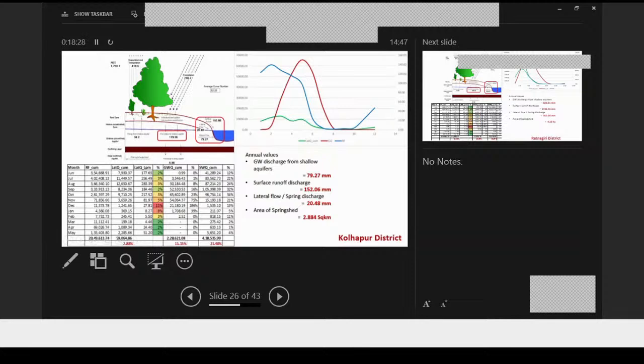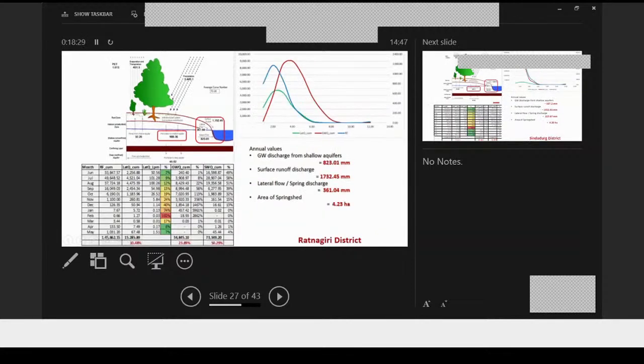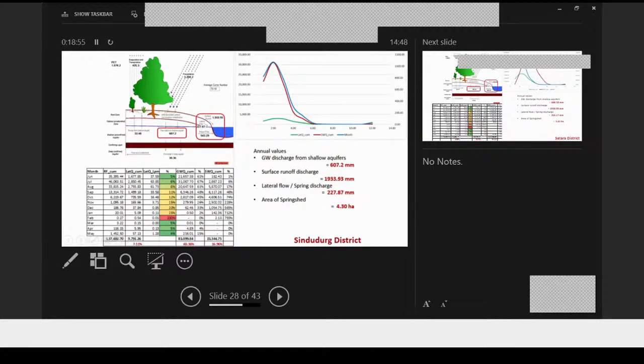That is more important. Similarly, in Ratnagiri, what happens? The geology changes. It is more lateritic, on the west coast. As it goes down, the behavior is seen in a different mode. Here you can see the lateral flow also follows in lateritic terrain. There is not much delayed response in the spring discharges, so it is a different kind of behavior. And this is in Sindhudurg district.